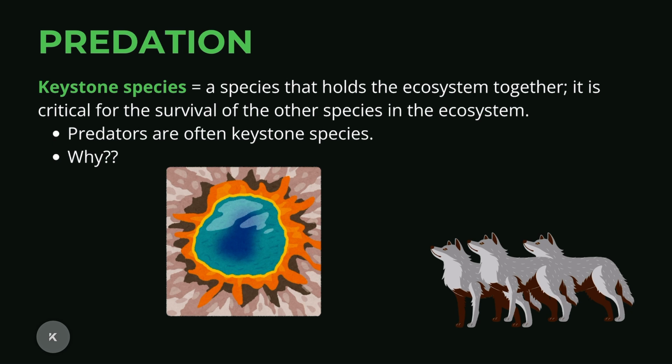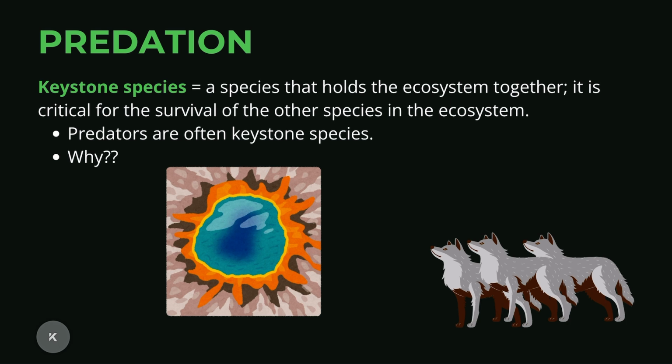Predators typically are keystone species, and a keystone species is a species that holds the ecosystem together, and it's super critical for the survival of other species in the ecosystem. Predators are often keystone species. They don't always have to be the keystone species, but they often are. Why do you think that is? Well, a lot of times they keep other populations in check because they are their predators, and because they keep these populations in check, this trickles down the food chain.